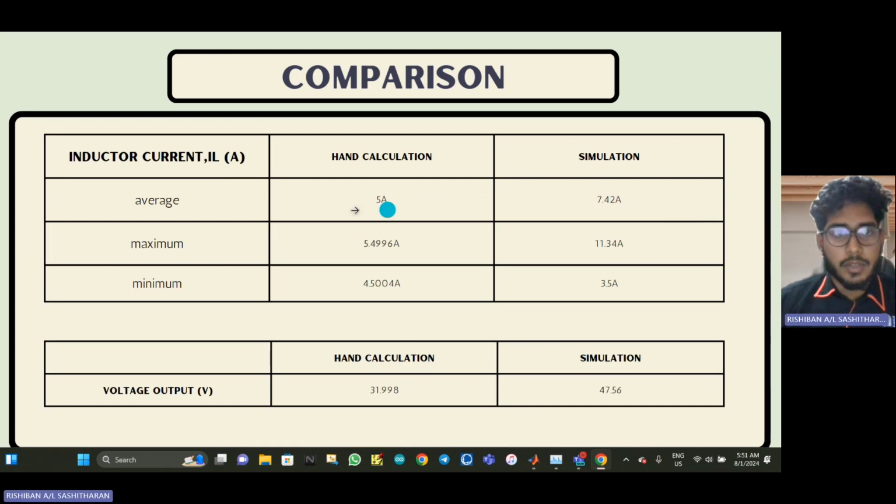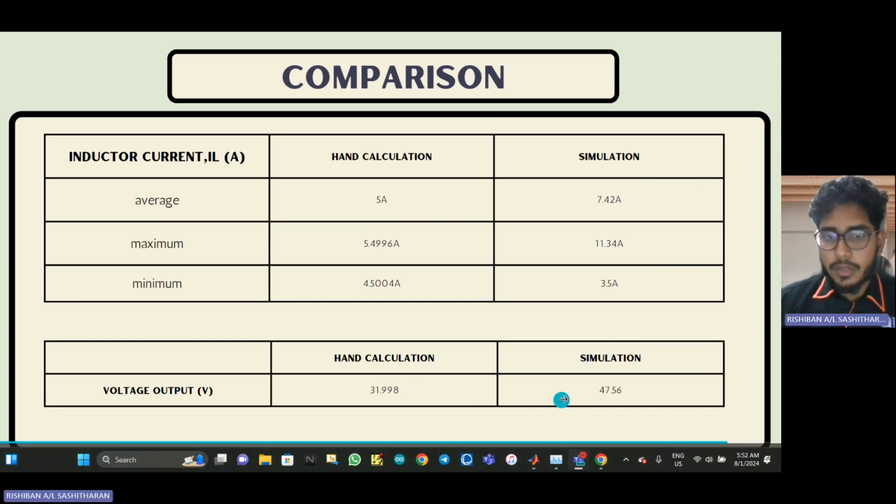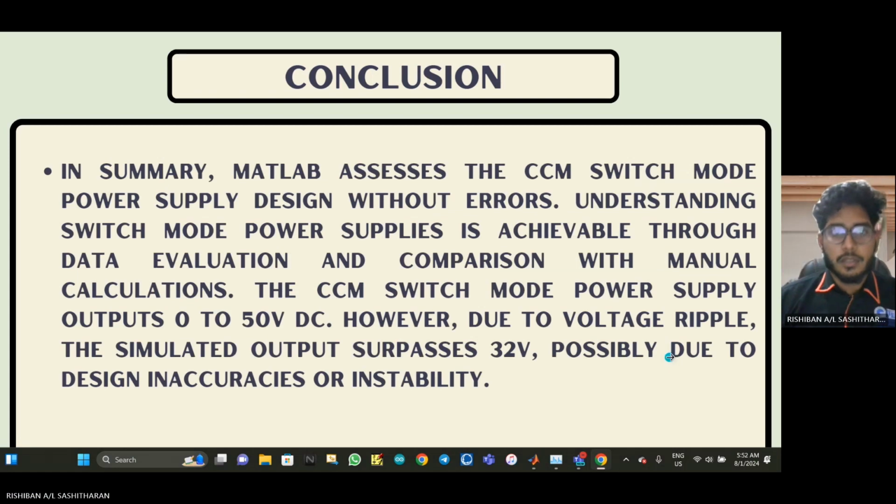Here is the table. You can see inductor current, average, maximum, minimum. This is the calculation, and this is the simulation. It is different, but not so far. Here also you can see the calculation and simulation. This is where I mentioned it is different. It exceeds by 15.562 volts. Okay. Next, my teammate will continue.